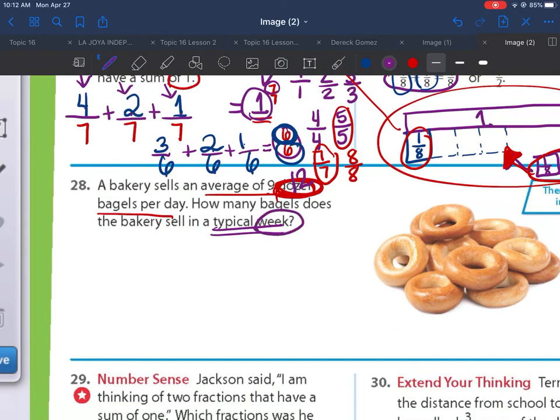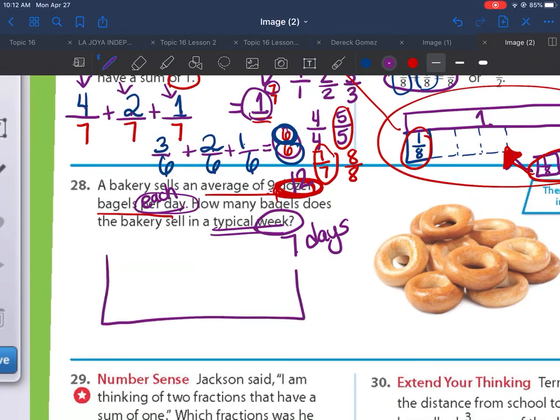How many bagels does the bakery sell in a typical week? A week has 7 days. Monday, Tuesday, Wednesday, Thursday, Friday, Saturday, Sunday. They sell 9 dozen per day. Per means each. So how many bagels does the bakery sell in a typical week? I am looking for my total. I don't know my total. I'm looking for that. I'm looking for the total bagels.